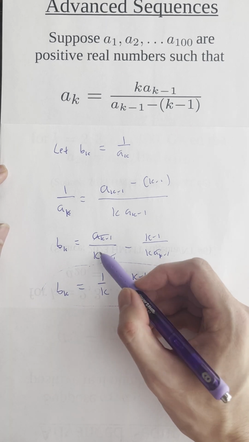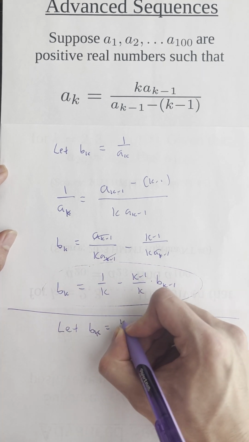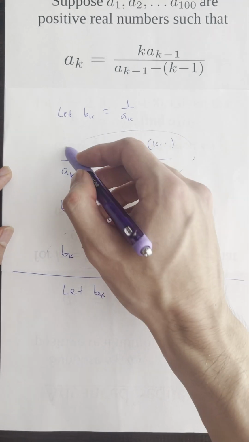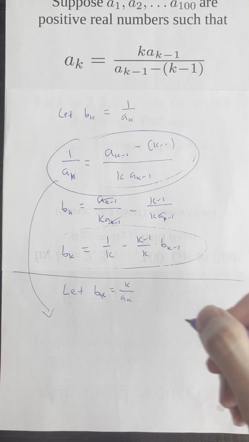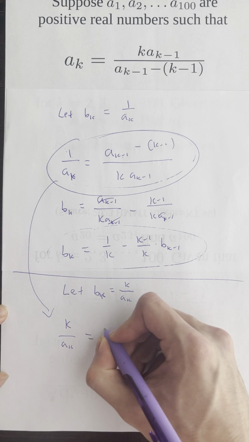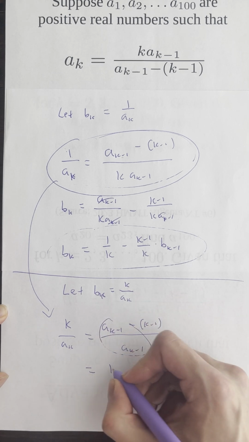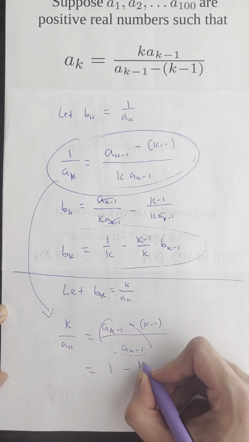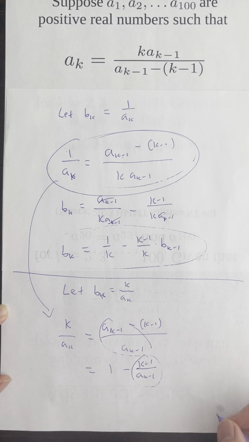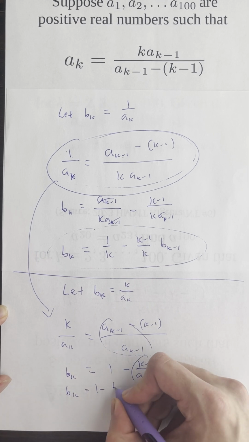Actually, this would have been simpler if we didn't even have to deal with the k's. So we could let B_k be equal to k over A_k. If I multiply both sides of this equation by k, what do we get? k over A_k is equal to (A_{k-1} minus (k-1)) over A_{k-1}, so I split this up, and this divided by this is 1 minus (k-1) over A_{k-1}. And this is equal to B_{k-1}. So B_k is equal to 1 minus B_{k-1}.